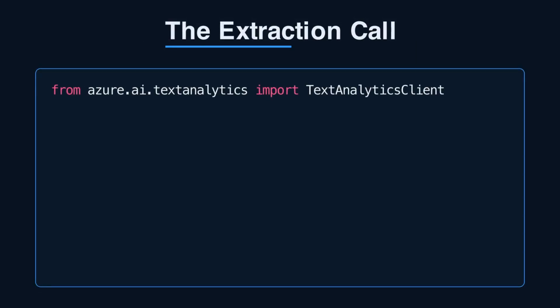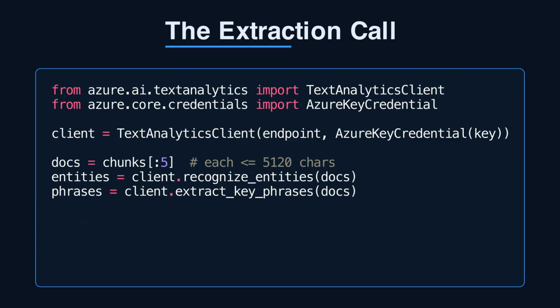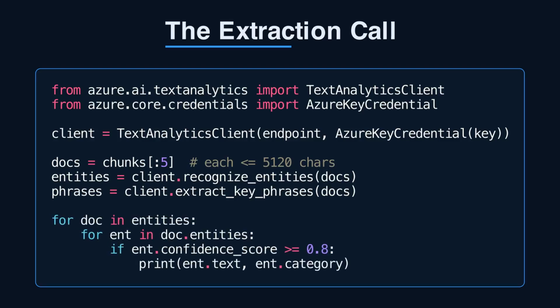Here is the core Python. You batch chunks into the text analytics client. One call recognizes entities. Another extracts key phrases. Each entity carries a category and a confidence score. Filter on confidence and keep only what your reviewers trust. Note the batch stays small and every chunk respects the character limit.